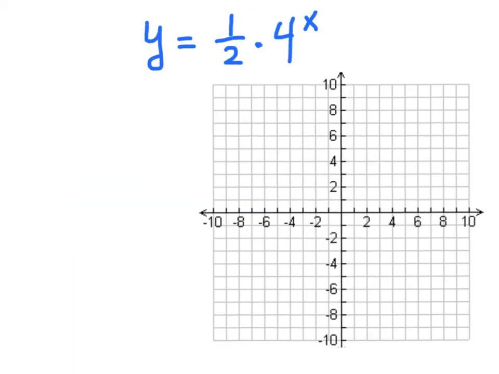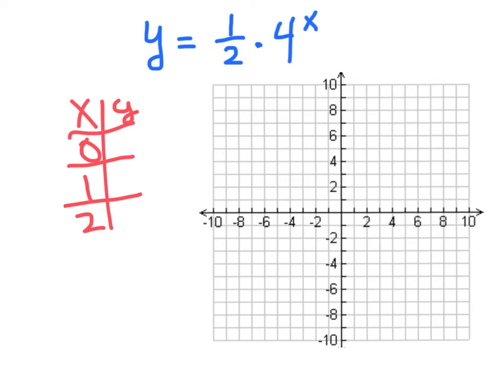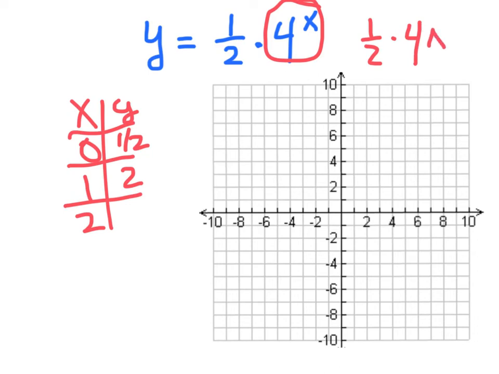Making a table of values in order to graph this function. 0, 1, and 2. If we plug 0 in, we'll get 4 to the 0, which is 1. 1 times 1/2 is 1/2. Plug in 1, 4 to the 1 is 4. Half of 4 is 2. Keep in mind you can plug this directly into the calculator. 1/2 times 4 to the 2 on the calculator, and if you do that, you'll get 8.